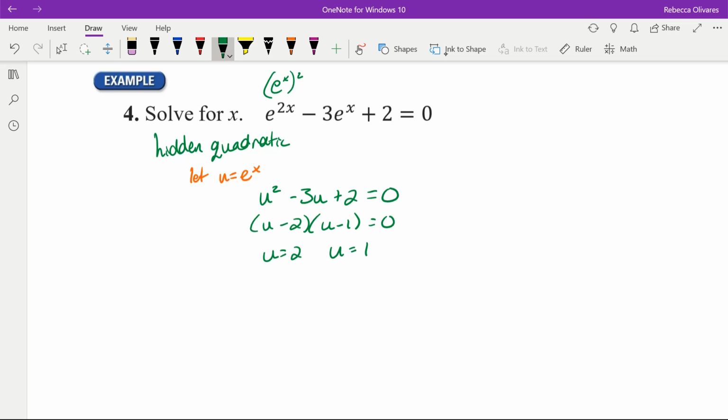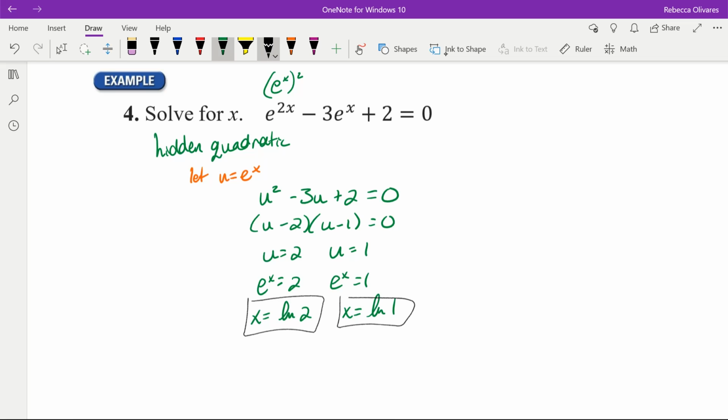But I'm not trying to solve for u, I'm trying to solve for x. So I'm going to back substitute. So it's going to be e to the x equals 2 and e to the x equals 1. And now you can just convert these over to log form, and this is going to be x equals natural log of 2, and over here x equals the natural log of 1. And again, if they wanted the exact value, then that's what you would give. Oh, I take that back. Natural log of 1 is 0. Everybody knows that. So you would have to write x equals 0 for that one.